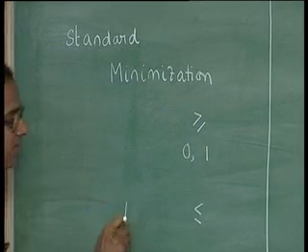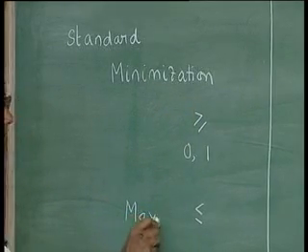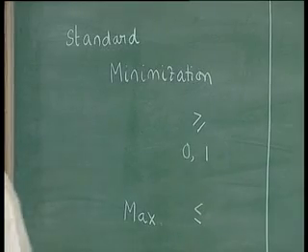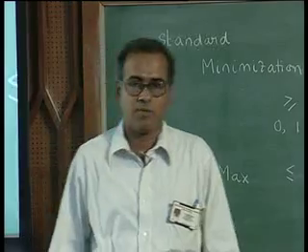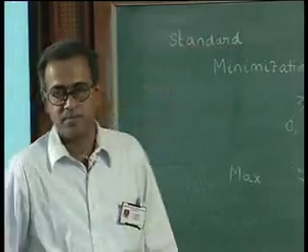If you have a maximization objective, once again multiply the objective function with a -1 to make it a minimization problem. So, these two things are possible.